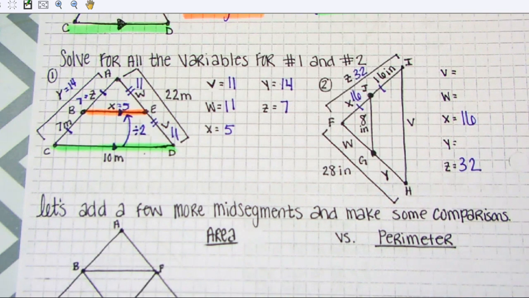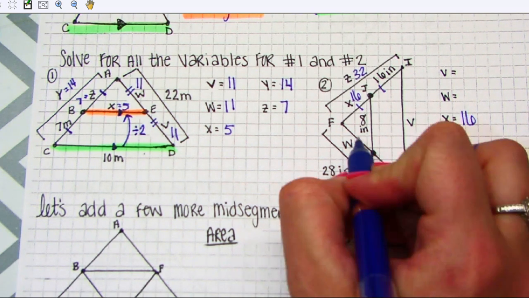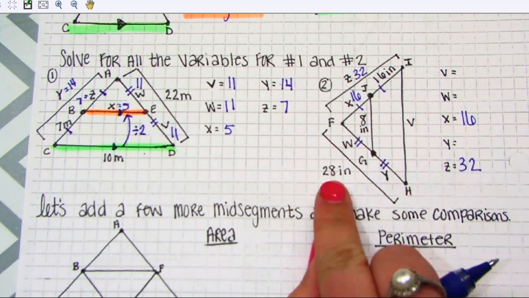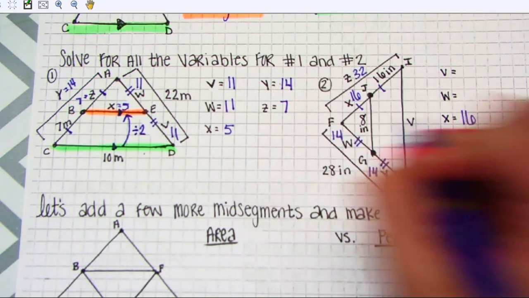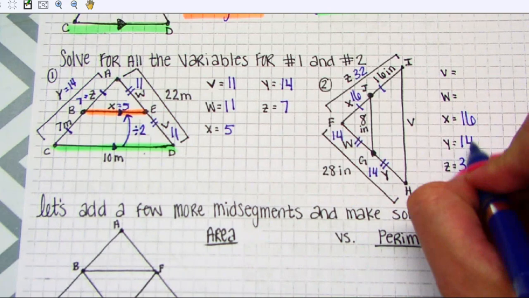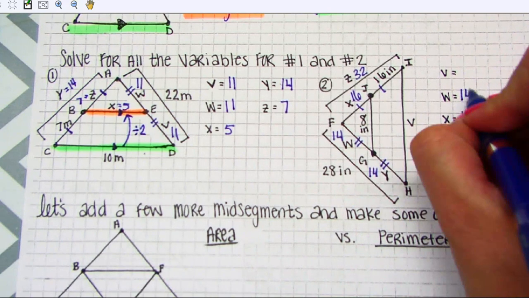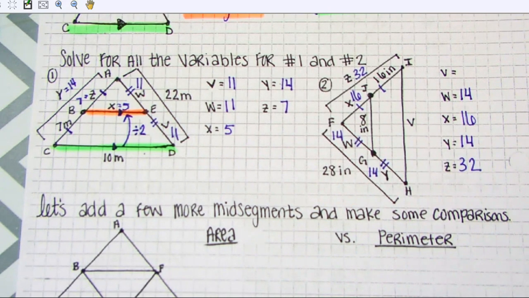Now let's hop down to W and Y. How can we use 28 to help us with W and Y? Divide them by 2. Good. Again, these have to be equal. So 28 divided by 2 is 14. So both of these should be 14. You can always test yourself. 14 plus 14 does equal 28, so you know that you divided correctly.